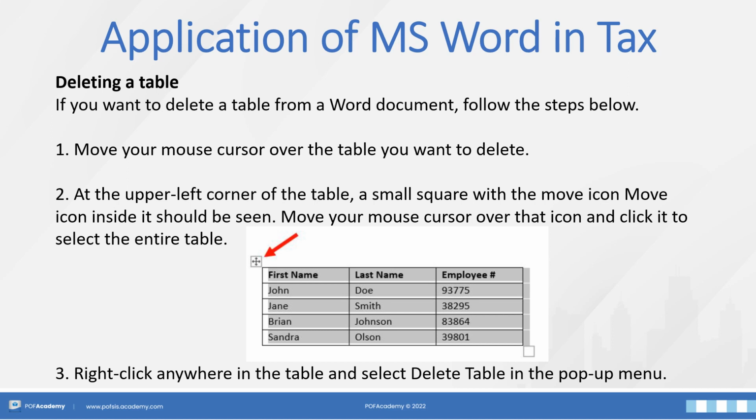You should follow these steps if you want to delete a table from a Word document. First, move your mouse cursor over the table you want to delete. Second, at the upper left corner of the table, a small square with a move icon inside it would be seen. Move your mouse cursor over that icon and click it to select the entire table. Then last, right-click anywhere in the table and select Delete Table in the pop-up menu.